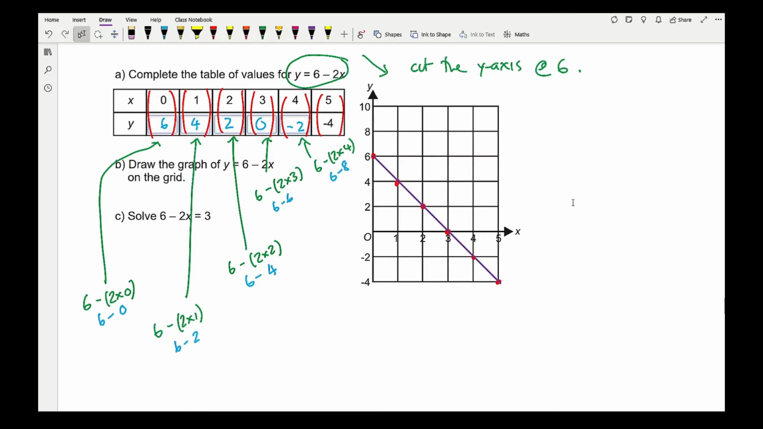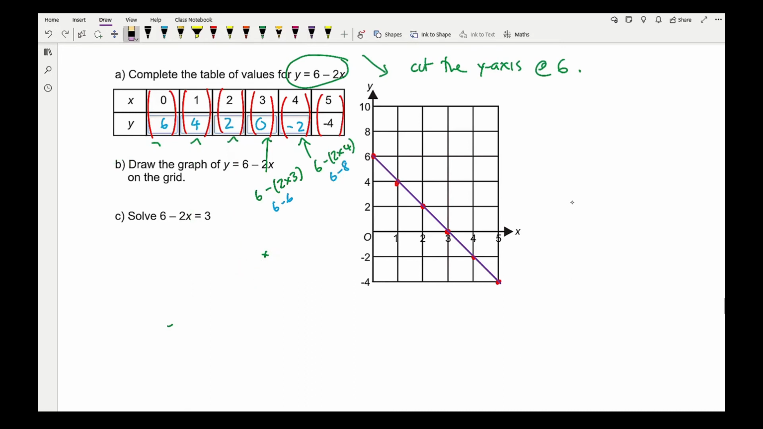Now, if I just get rid of all this working out, just so I can read question C correctly. So here it says solve 6 minus 2x equals 3. Now, it's not asked me to solve it using the graph, but it's kind of implying that I do. Now, this part here is y equals 6 minus 2x, and that's basically the purple line.